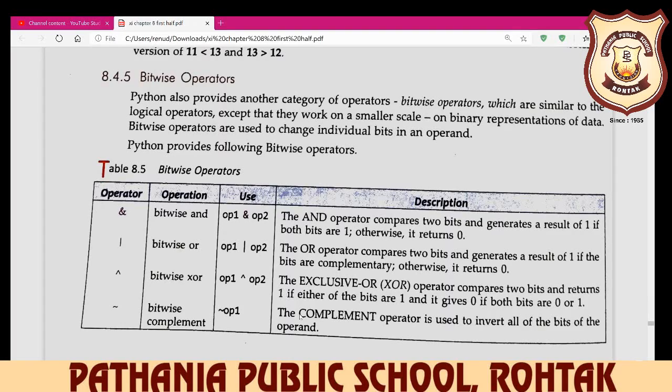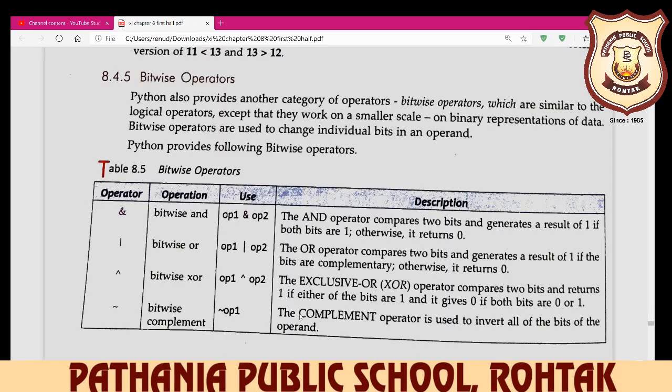In the previous lecture, we learned about logical operators, chapter number 8. In that chapter, we learned about operators: the arithmetic operator, the logical operator, the relational operator, and the identity operator. In the identity operator, two operators are there: one is the is operator and the second is the is not operator. And in the logical operator, only three operators are there: one is and, second is or, and third is the not operator.